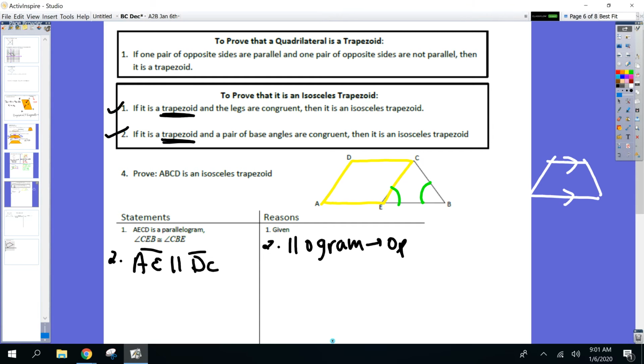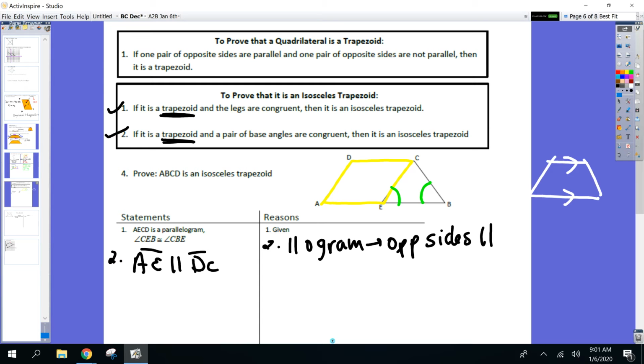What did you just say? There's like a bunch of mumbling there at the end. Sorry, parallelogram implies the opposite side. Okay. But now how do I get that out to AB now?